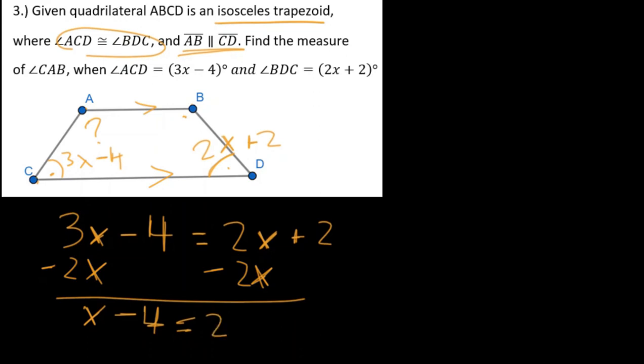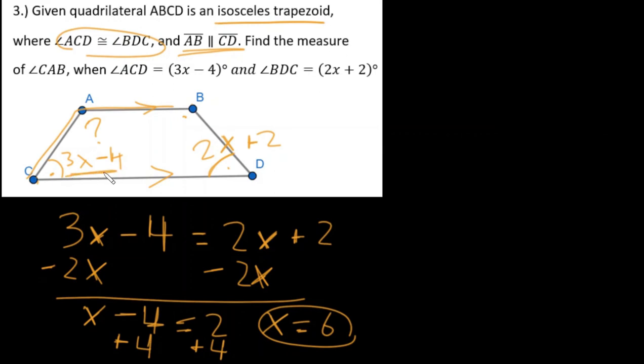Now, how can we get rid of that minus 4? Well, we can do plus 4 to both sides, and plus 4 again over here. And you know that 2 plus 4 will give us x equals 6. Now, just because we found x doesn't mean that we've actually answered the question. The question becomes, find the measure of angle CAB. And we actually don't even have a formula for that.